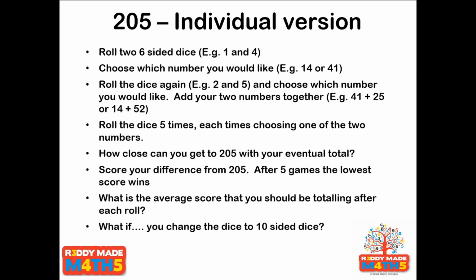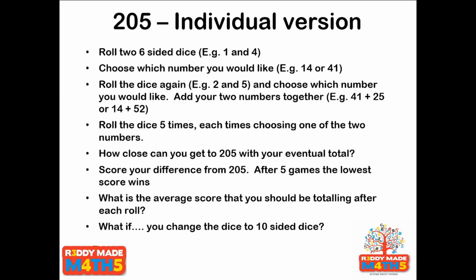The other alternative is to play exactly the same game, but this time play against an opponent. You roll the dice and just play against the person next to you. Each time the dice are rolled, each of you individually chooses where you want to place the numbers. At the end, you compare the 2 numbers. You can still score the difference from 205, and you can play a few times. After 5 games, the player with the lowest score is the winner.